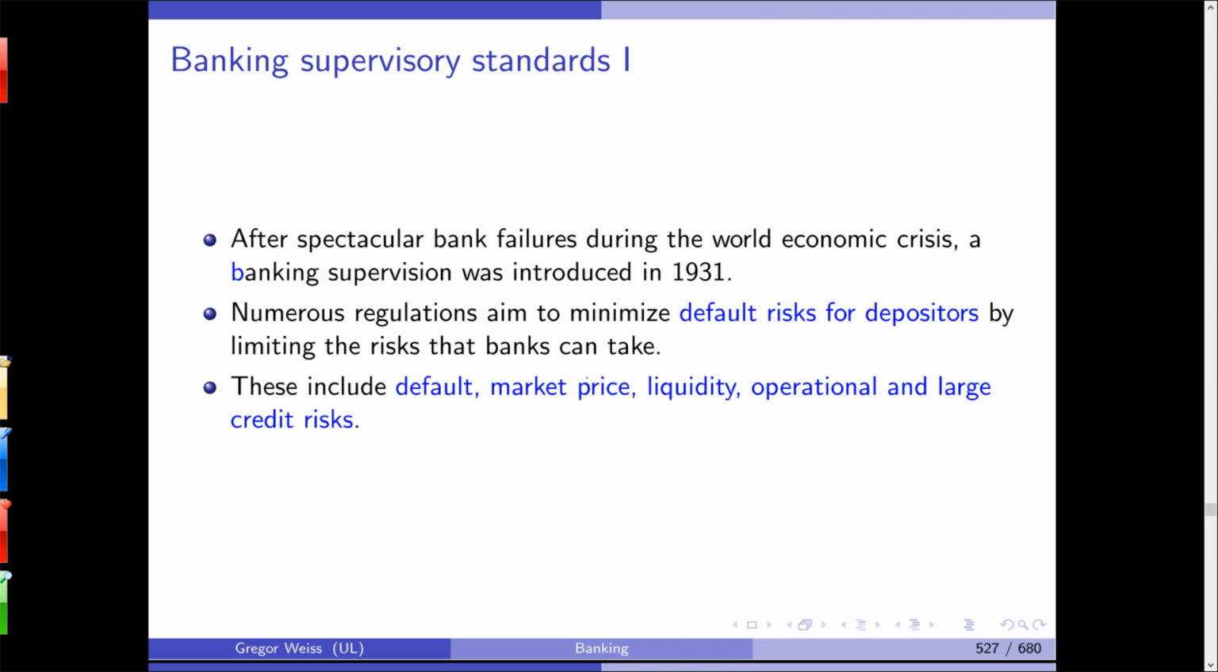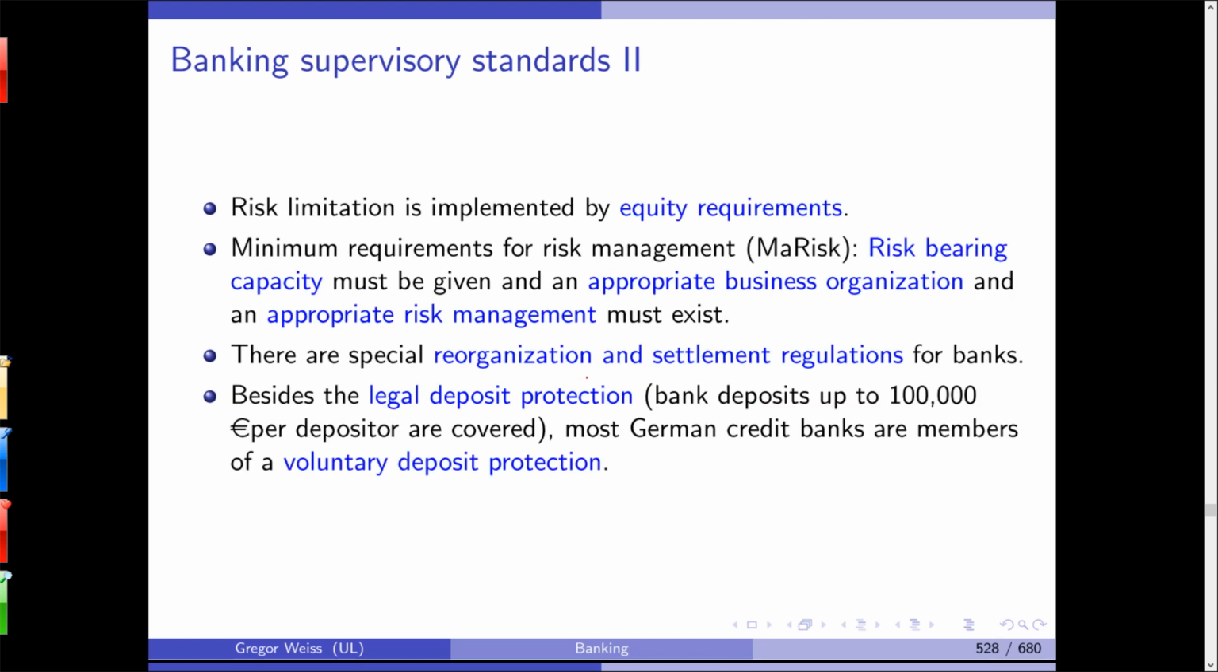regulators were put in place, and they looked at default risk, market risk, liquidity risk, later on operational risk, and large individual credit risks. Risk limitation is implemented by capital requirements, equity requirements. When it comes to risk management, we'll later on talk about the minimum requirements on risk management in Germany, which is MaRisk, Mindestanforderungen an das Risikomanagement. They are mandatory for banks and in a slightly different way also for insurance companies, which means that risk-bearing capacity must be given and an appropriate business organization and appropriate risk management must exist.